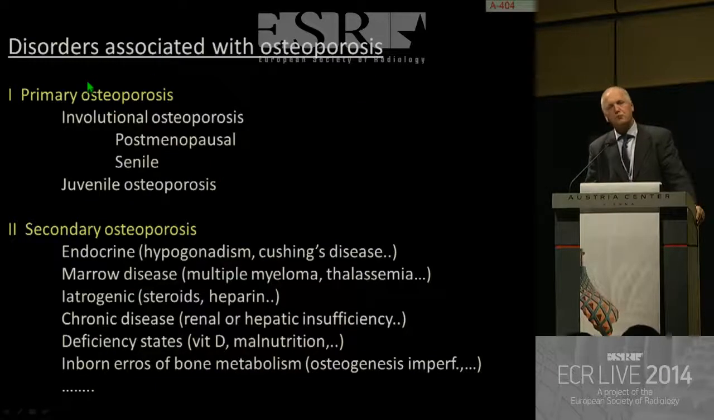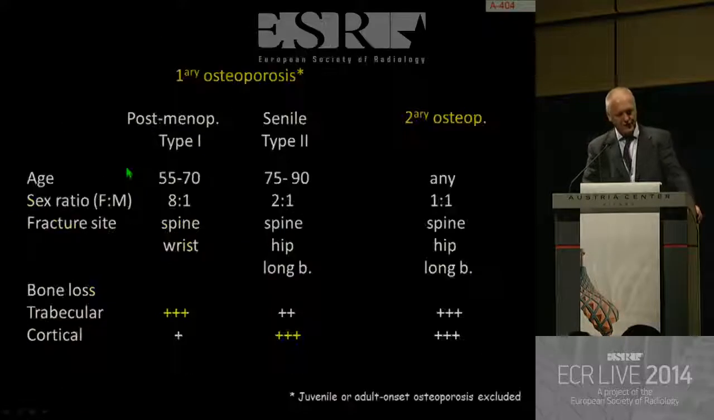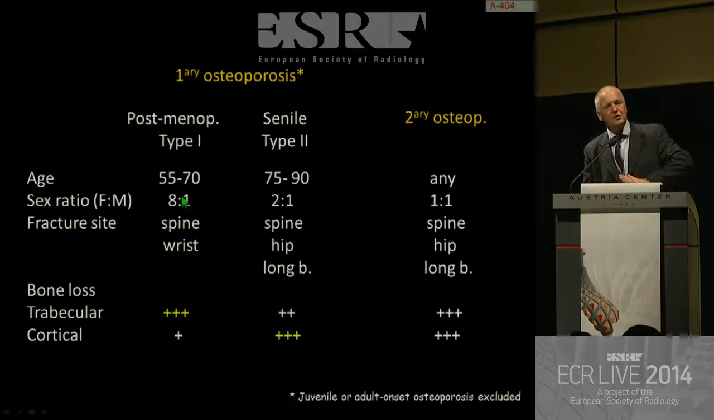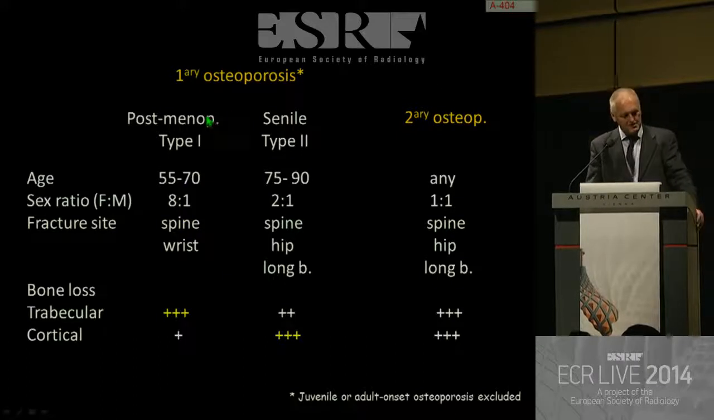Basically, there are two forms. One is primary osteoporosis, which is the one that we see every day, like postmenopausal osteoporosis or senile osteoporosis. These two conditions are different. In postmenopausal osteoporosis, obviously it's more in women than in men.